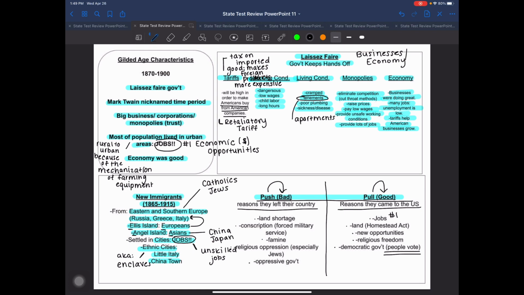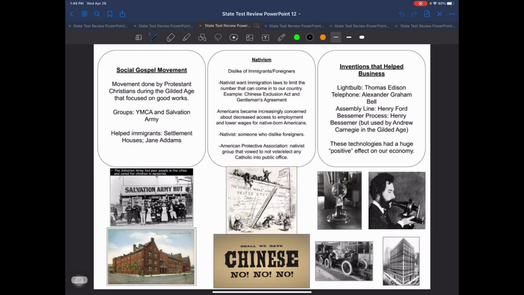So, that's it for that page. Moving on to the next. These things on this page are so very important, guys. Go ahead and highlight the title of each one of these boxes here. The first one, guys, the social gospel movement.